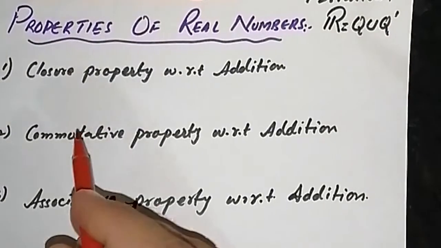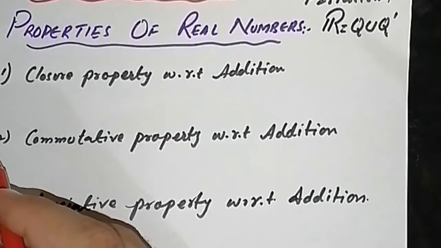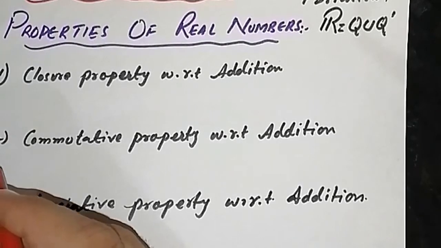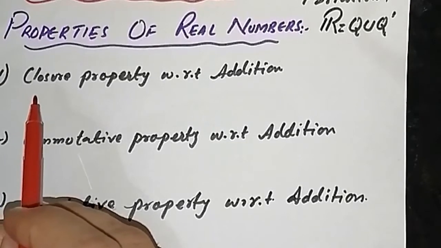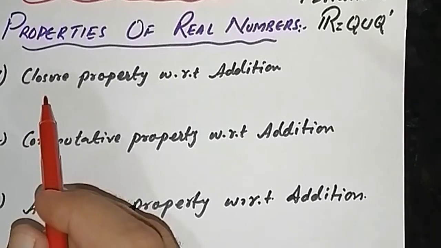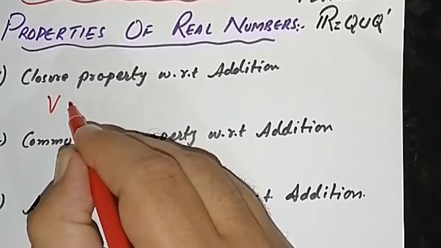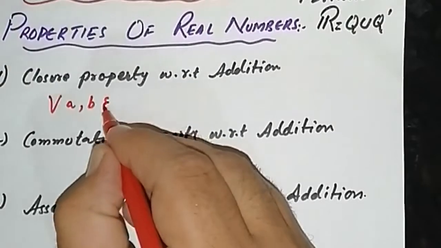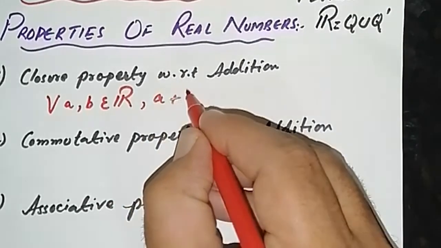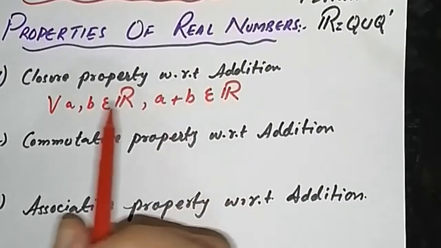The first property of real numbers is closure property with respect to addition. The sum of any two real numbers is a real number. Closure property says that the sum of any two real numbers is a real number. Symbolically, we express this property as for all a and b belongs to R, a plus b belongs to R.